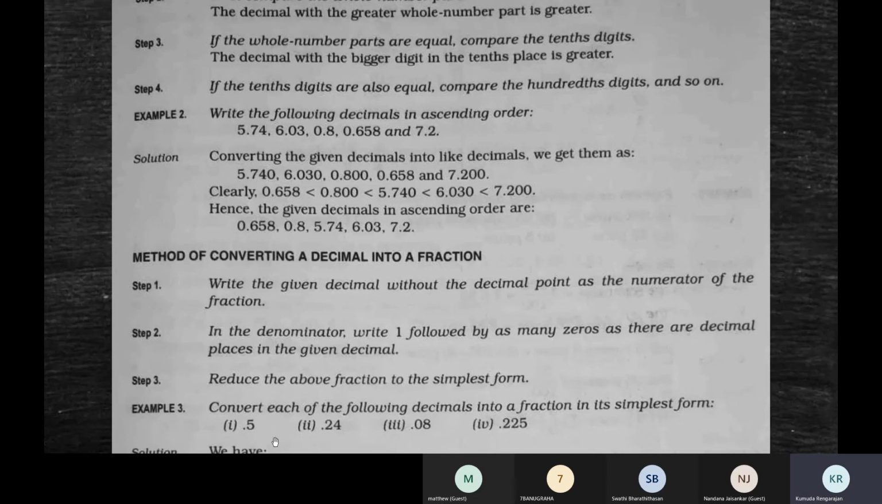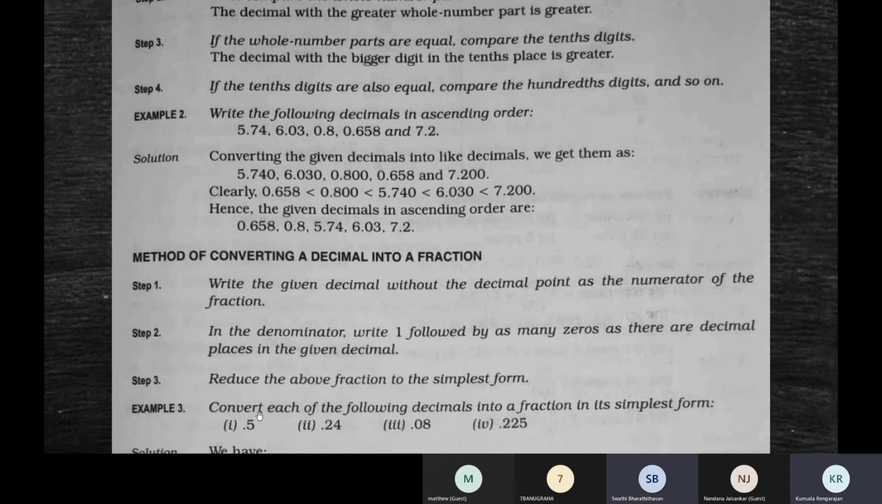See, what you see is after the decimal point. That means before the decimal point is 0. There is nothing before the decimal point. The whole number part is 0, because the number starts only with the decimal point. In 0.5, 0.24, 0.08, 0.225, you can see only the decimal part. You cannot see the whole number part. That means the whole number part is 0 everywhere. Is that understood?